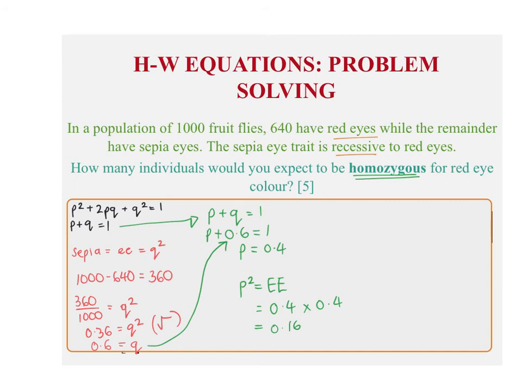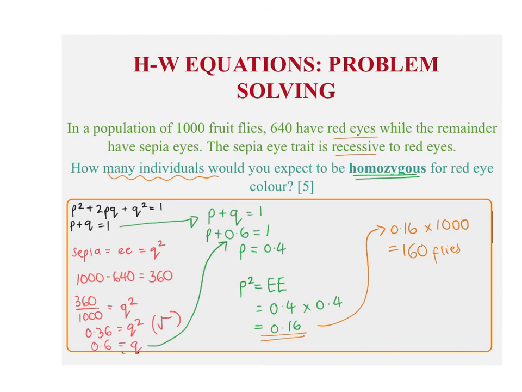Now this is not quite the end, okay, because the question was quite explicit in that it said how many individuals would you expect to be homozygous for red eye colour. So if I know that 0.16 of the population are going to be homozygous dominant for that red eye colour, and my population is 1,000 flies big, then all I do is 0.16 times 1,000, and 160 flies are going to have that red eye colour.